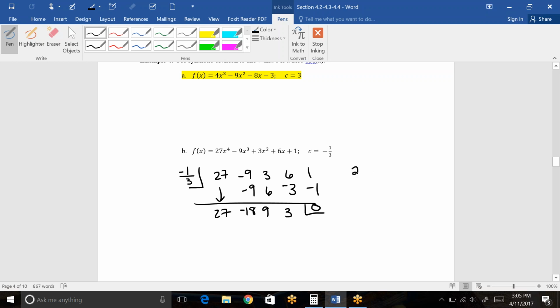What that means is that this divides evenly into this polynomial. So if you turn that back into a factor by moving it over, you would notice that this is actually going to divide evenly into that polynomial. We'd be able to factor it. So 27x^3 - 18x^2 + 9x + 3 is the quotient, and the remainder is 0.